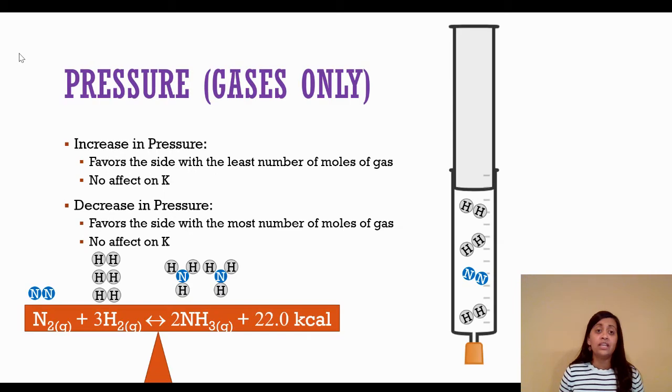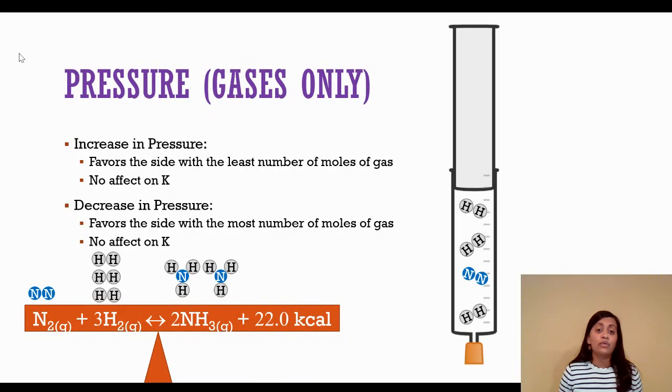If we think about pressure, again, gases only, we're going to go back to that N2 and the H2 that we had dealt with before. That's the Haber process. Look at that. It's actually one of the most important reactions, I personally think, that our world has. If we increase the pressure, we have a smaller volume, and it's going to favor the side with the least number of moles of gases.